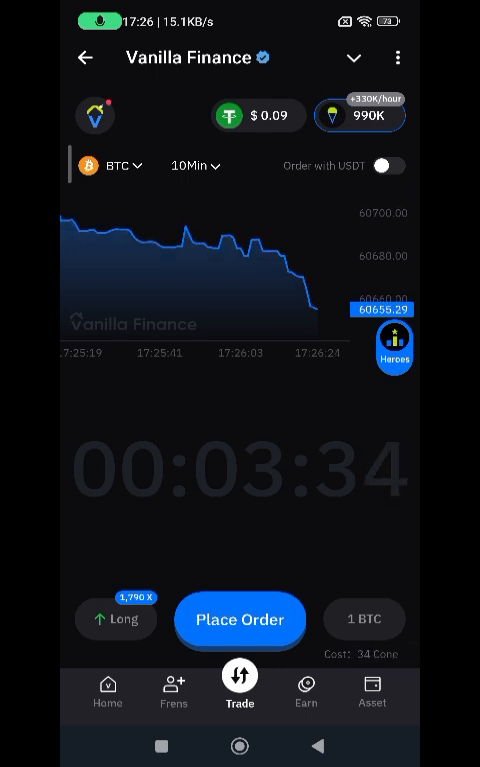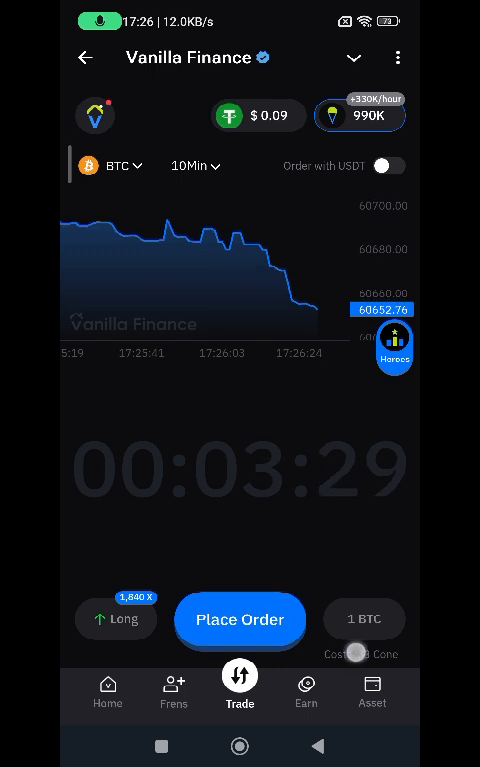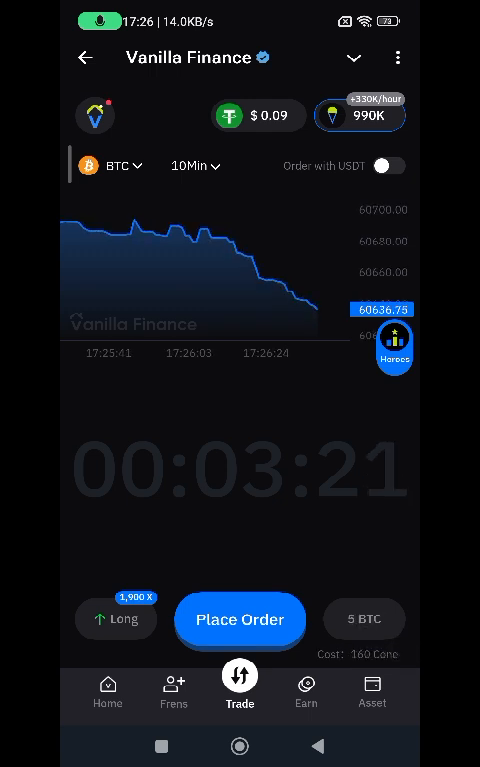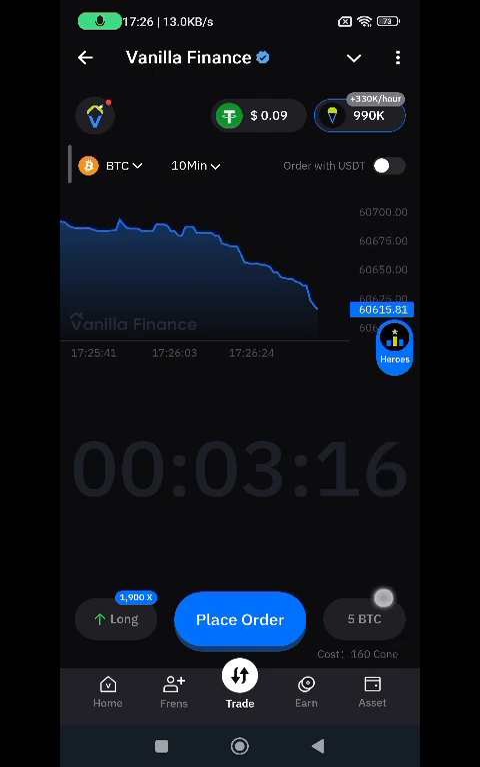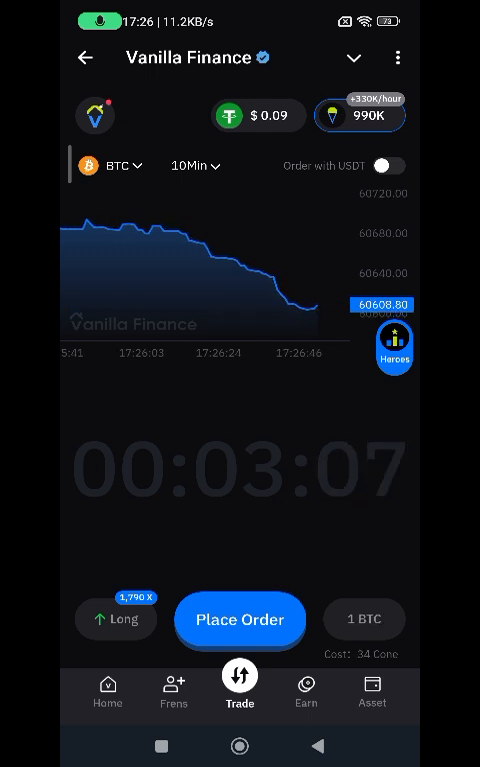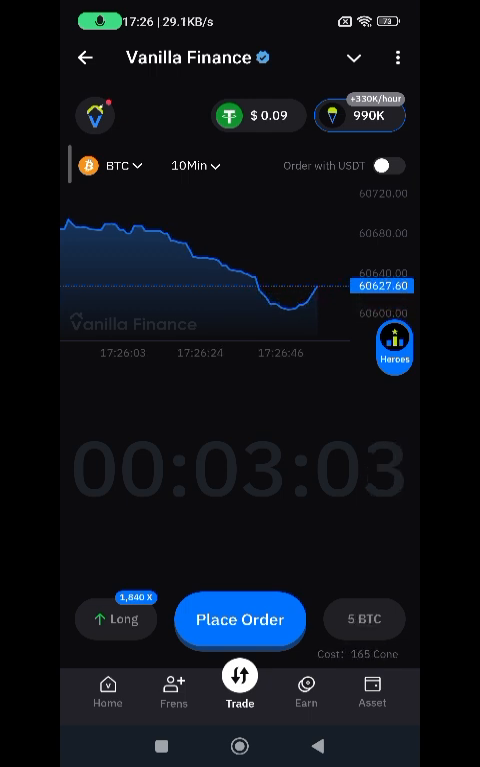Now, these values actually change, okay? As the timer is counting down, most of the time, if there is no volatility, the value also goes down. For instance, you can see it's currently 33 from 34. If I change to 5 BTC, the value of coin I would need to access 5 BTC also increases. So the more you increase the quantity of BTC you want to trade with, the more the number of coins you need to access that specific quantity of BTC.